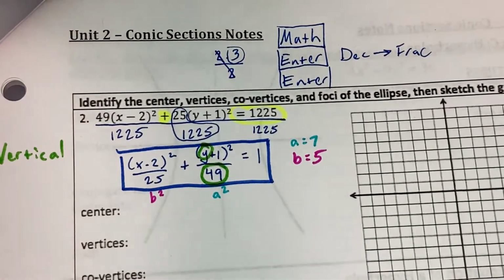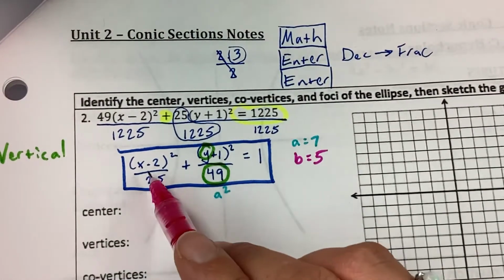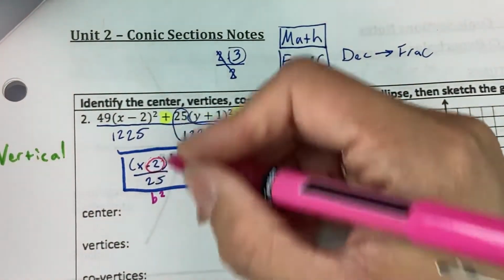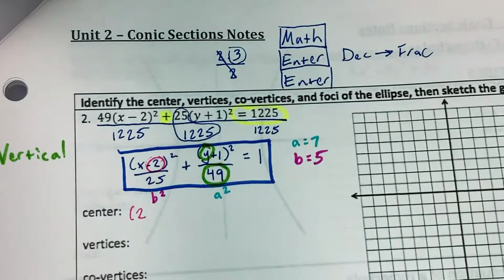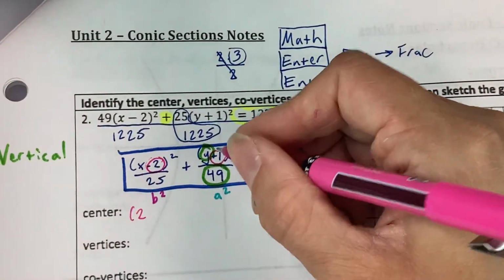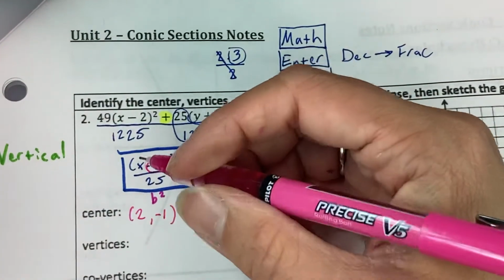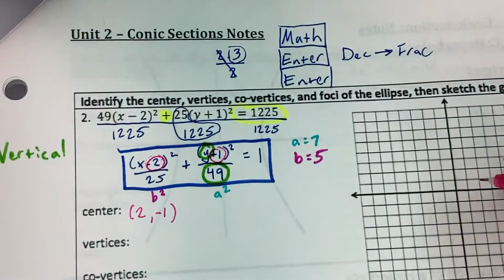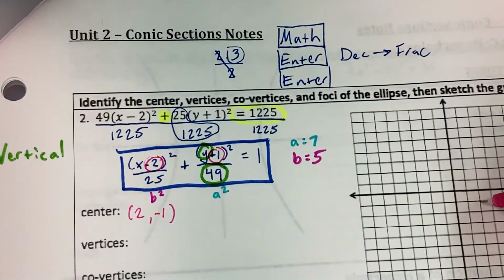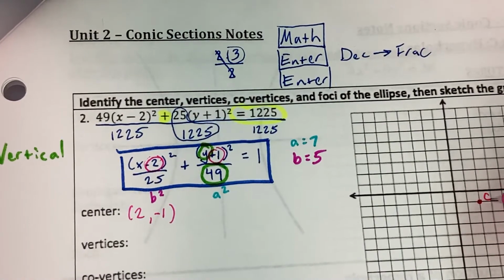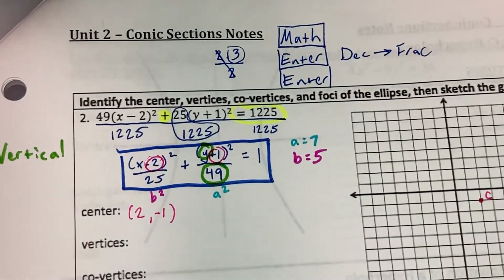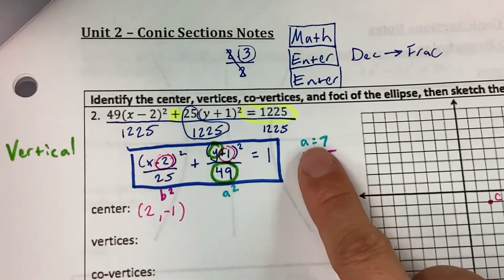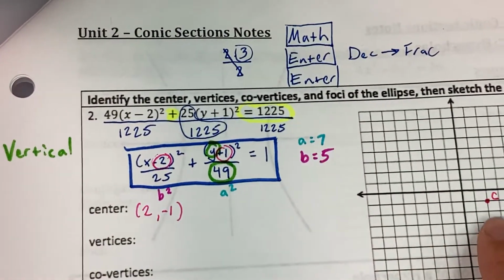So let's go ahead and pull out our center point. This is -2 in the equation, so it's going to be a +2 in our coordinate. This is a +1 in our equation, so it will be a -1 in our coordinate. So my center is at 2, -1. So forward 2, down 1. Boop. C for center.